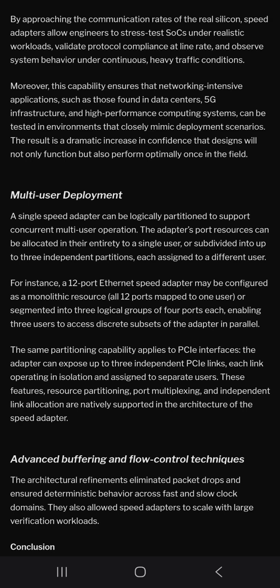The same partitioning capability applies to a PCIe interface. The adapter can expose up to 3 independent PCIe links, each link operating in isolation and assigned to separate users. These features, resource partitioning, port multiplexing, and independent link allocation, are natively supported in the architecture of the speed adapter.